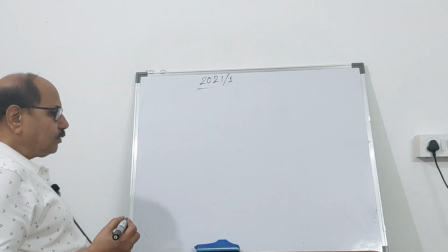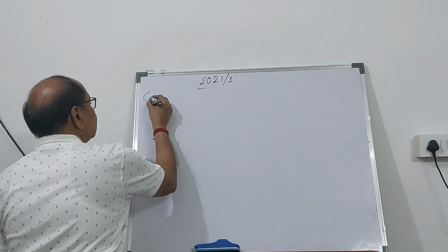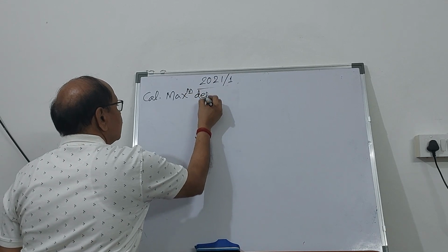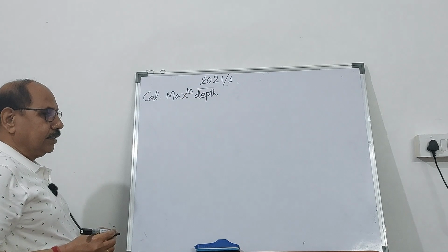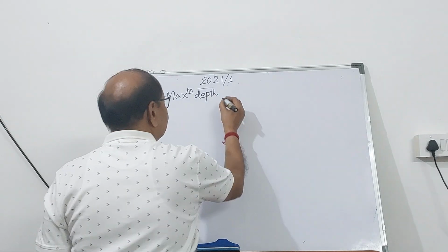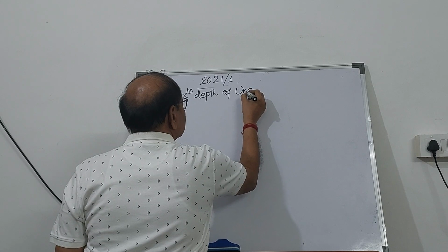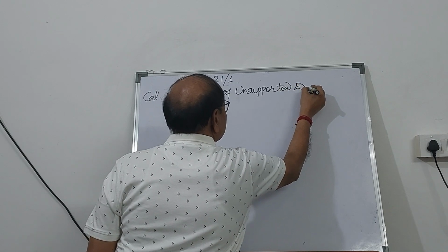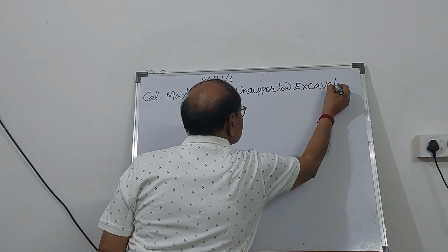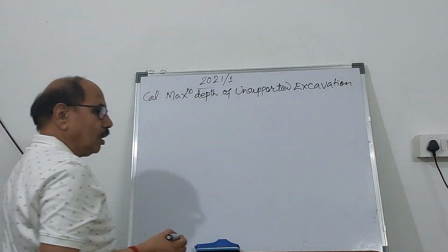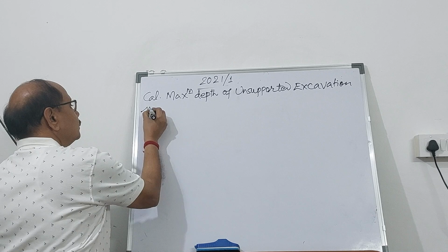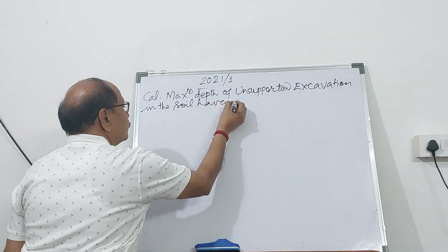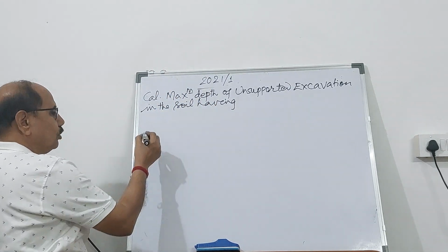Now, the next problem is: calculate the maximum depth of unsupported excavation in the soil having c equal to 15 kilopascal.